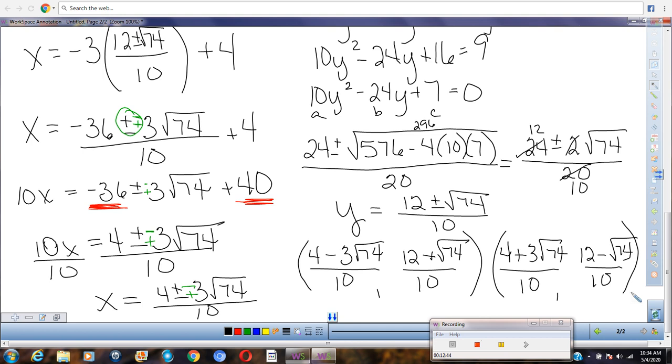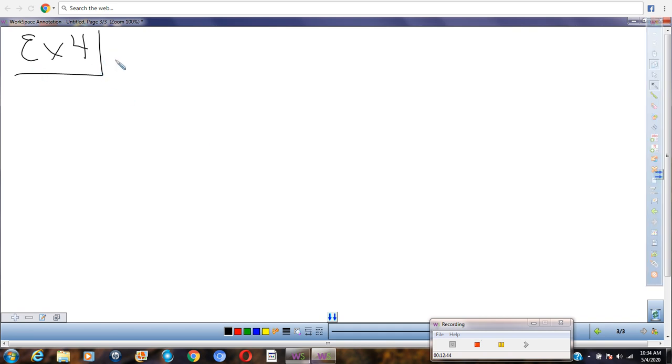I think it'd be good if we try one more of these. Let's do another one. So here we go with example number 4. I'm going to follow that same idea. I think it's good practice for us to use our quadratic formula and then plug in that quadratic formula and see how that works. Okay? So let's try it a little bit different this time.